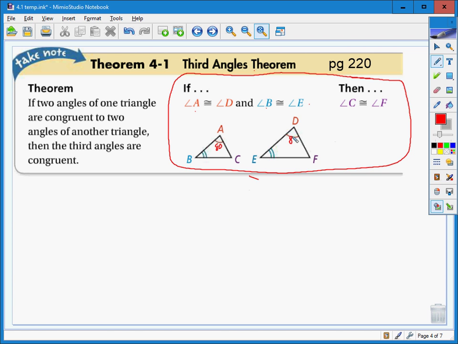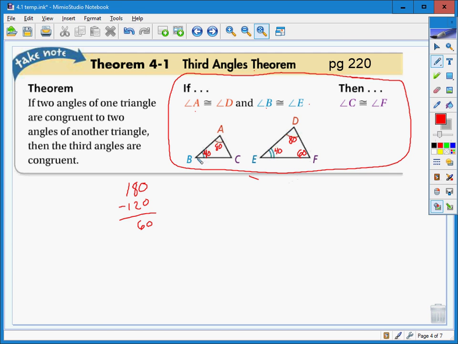It'd have to be because we said they were congruent. Let's say B was 40 degrees. How big would angle E be? 40 degrees. We said there's 180 degrees in a triangle, the Triangle Sum Theorem. So if I've got 80 here and 40 here, I've used up 120 degrees. It means that this angle has to be 60.